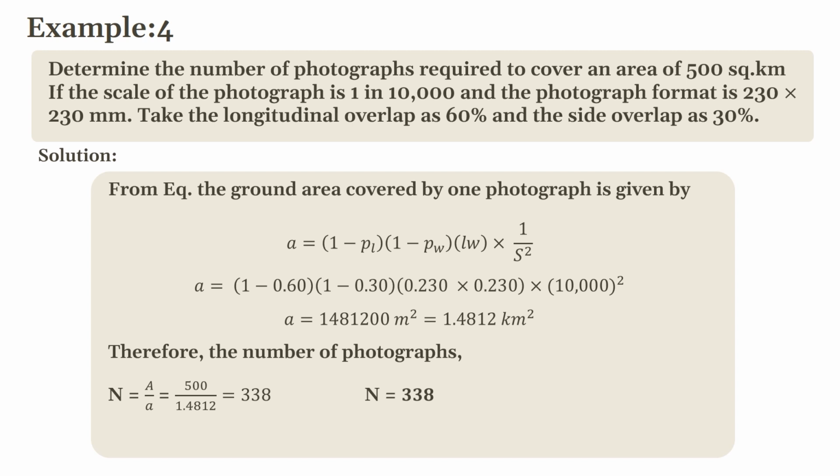1.4812 square kilometers. Now, to find the total number of photographs needed, capital N is equal to capital A by small a. Putting in the values, we can obtain N is equal to 338, which means we need 338 photographs for this.